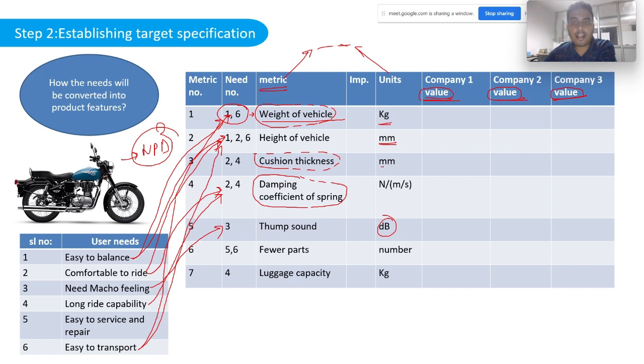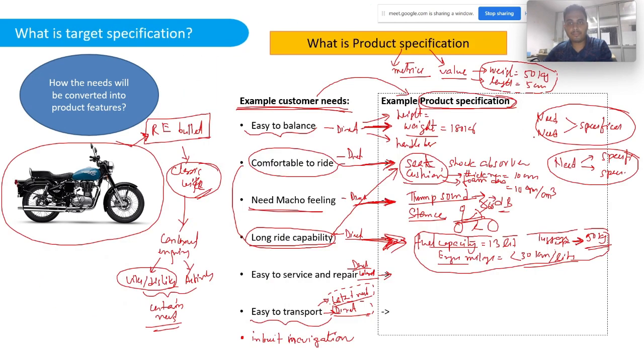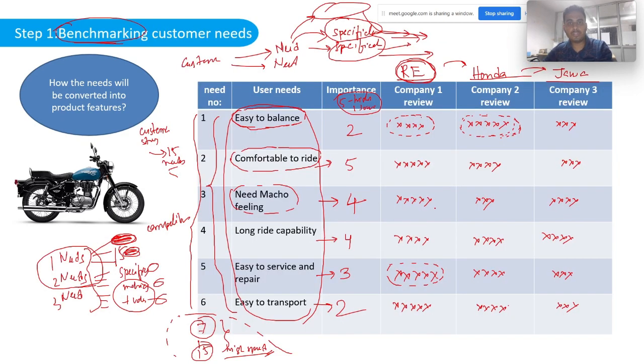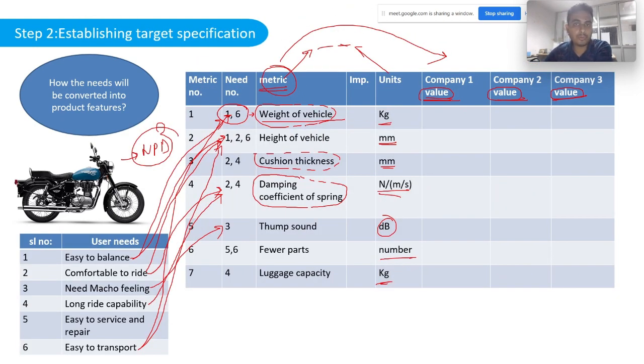So now you are trying to capture certain metrics that these companies are using. You can have a lot of metrics, as we discussed previously. You may remember we discussed so many different things like seat cushion, shock absorption, foam density, but not all are used by competitors. So you consider only those metrics which are actually used by other companies, and you want to see what sort of value or specification they have come up with.